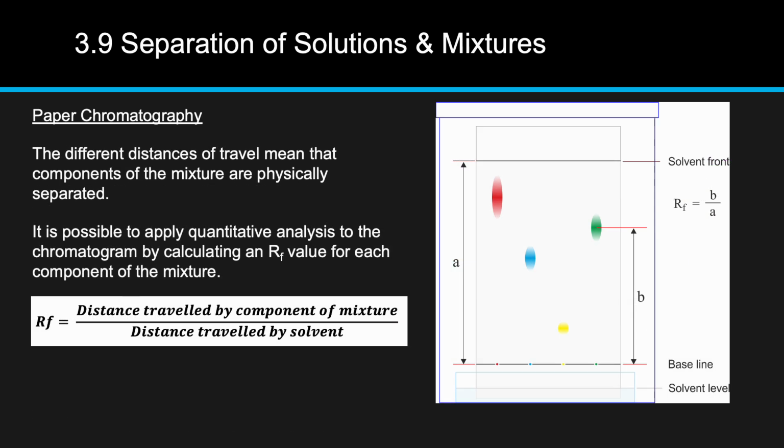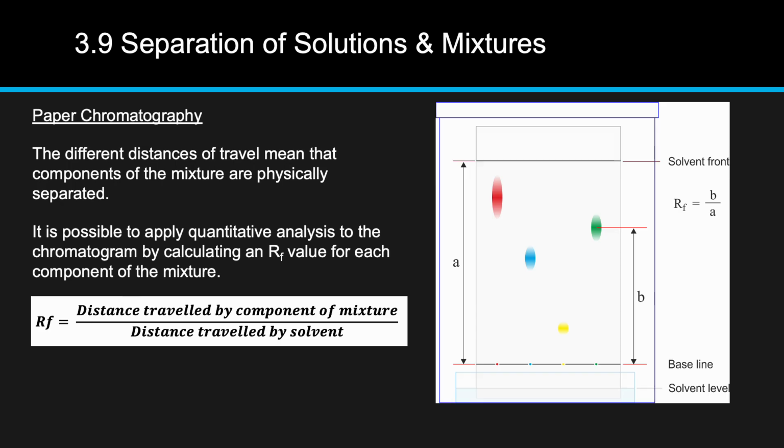In paper chromatography, the components of a mixture separate because they travel different distances up the paper. So to analyze the separation, we use what's called an RF value, which compares how far each component moves relative to the solvent front. And the solvent front is just from the baseline to as far as the solvent travels. So the formula is the distance traveled by the component divided by the distance traveled by the solvent. So each compound is going to have a unique RF value under set conditions, which makes this a useful way to identify substances.